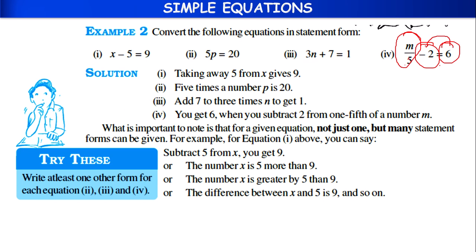Or, when 2 is subtracted from m by 5, we will get 6. m by 5 means 1 by 5th of m. From 1 by 5th of m, if you subtract 2, the result will be 6. Means you get 6 when you subtract 2 from 1/5 of number m.